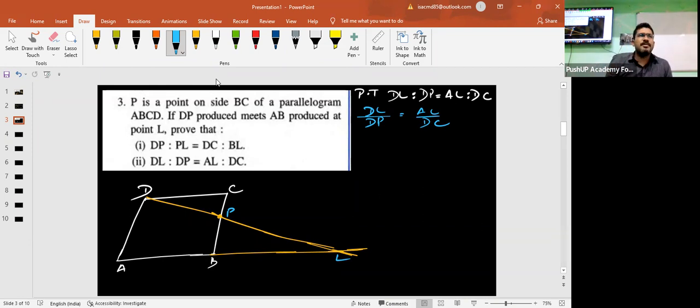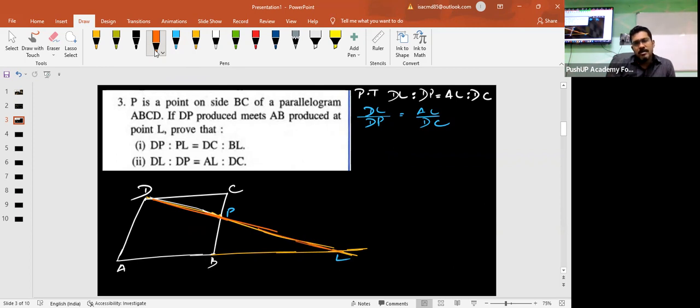Okay, we have to decide which two triangles we need to take. You only tell me, children, DL. DL belongs to which triangle? I think it is DLA, isn't it? The whole of DL will belong to which triangle? Triangle DLA. Okay, fine. Then DP.